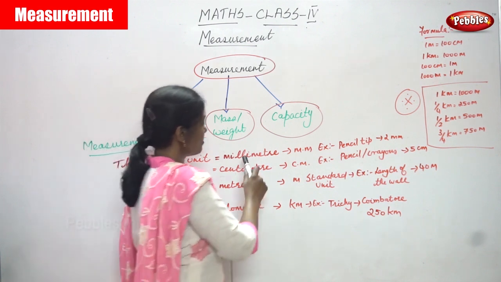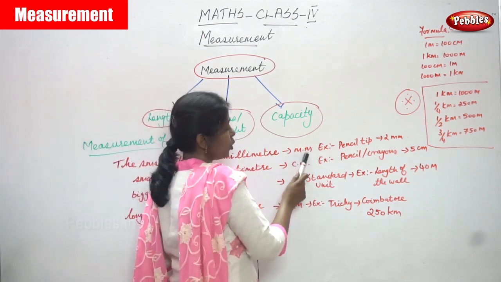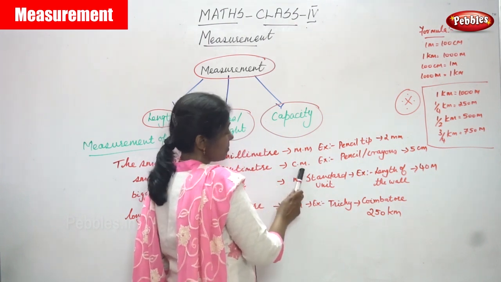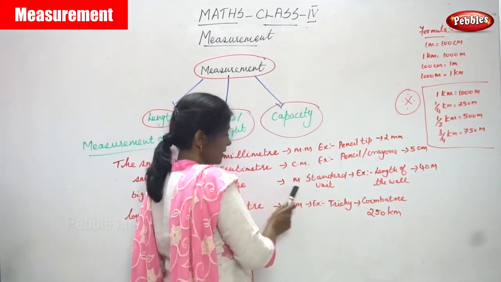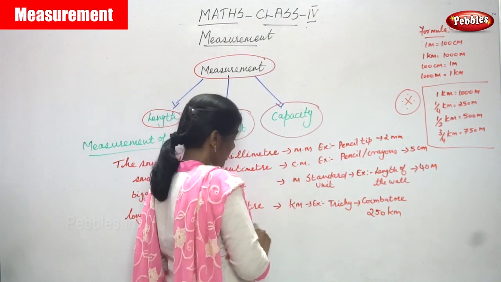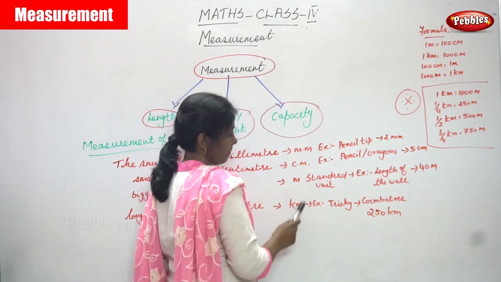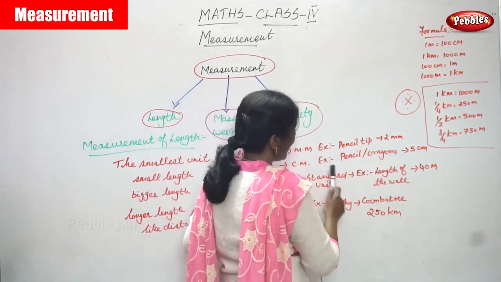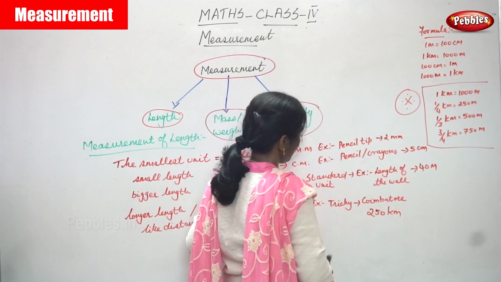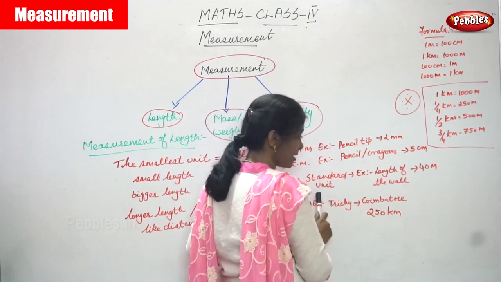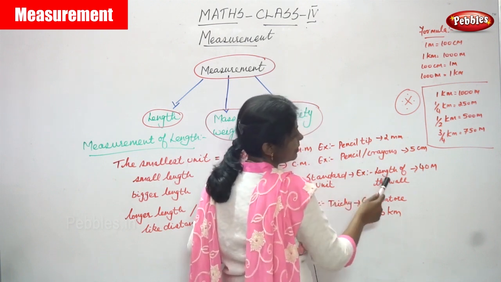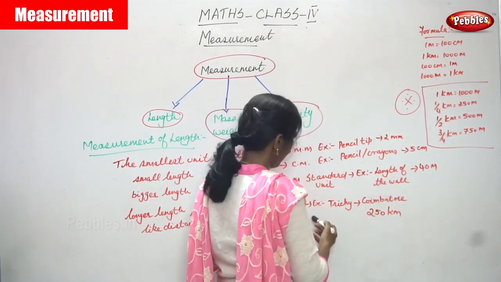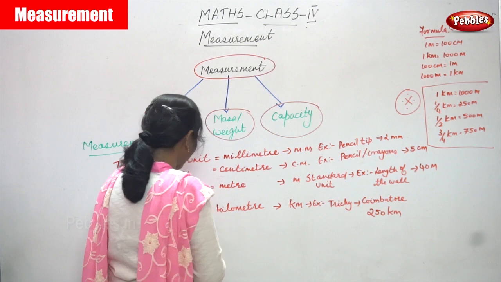The short form of millimeter is mm. The short form of centimeter is cm. Meter we denote as m, and kilometer we denote as km. For example, a pencil tip is 2 millimeter, and a pencil or crayon is 5 centimeter. Meter is a standard unit. For example, the length of the wall is equal to 40 meter. An example for kilometer is a longer length like distance.